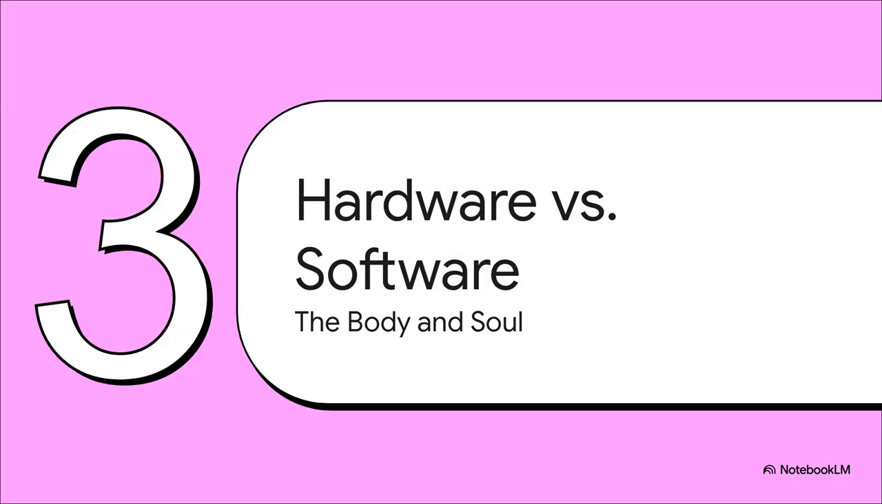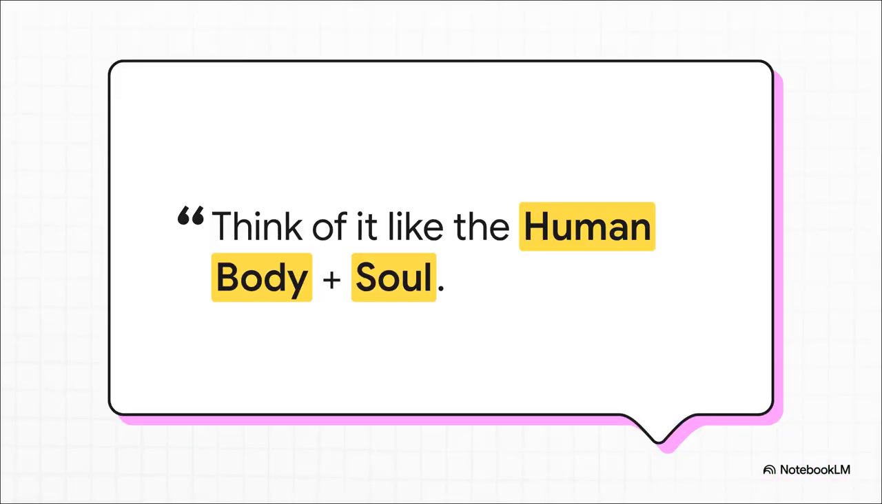Okay, so we've talked about all the physical bits and pieces you can touch, but that's only half the story. If you really want to get what a computer is, you have to understand the most important concept in all of computing, the difference between hardware and software. And there's this fantastic analogy for it. Think of hardware as the body and software as the soul. The hardware is all the physical stuff you can see and touch. The software, well, that's the invisible set of instructions, the soul, that tells the body what to do.